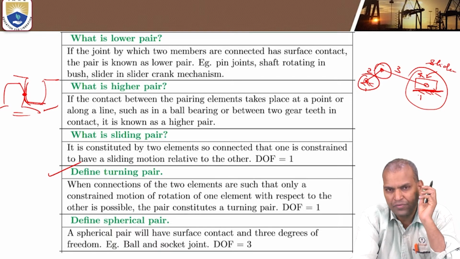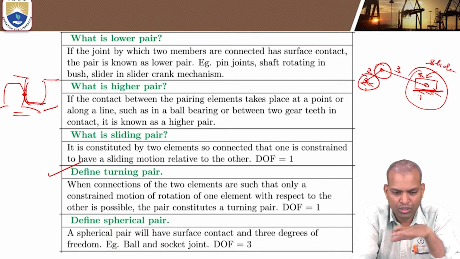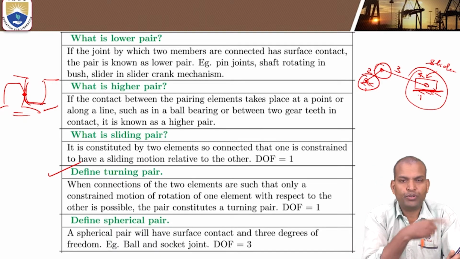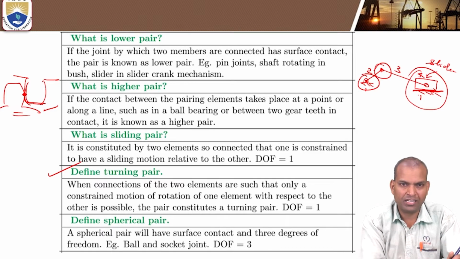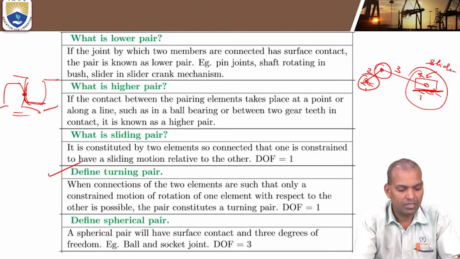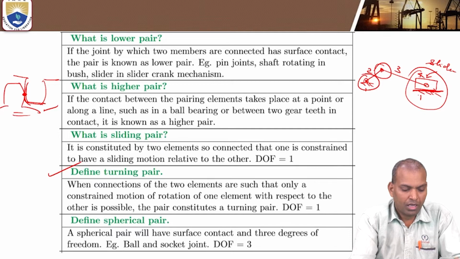So the degree of freedom of a sliding pair, it is sliding, only one directional, translatory motion. Whereas the turning pair is only pure rotary motion. There is no sliding in the turning pair. There is no turning in the sliding pair.